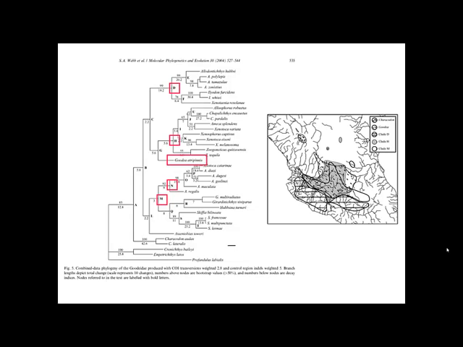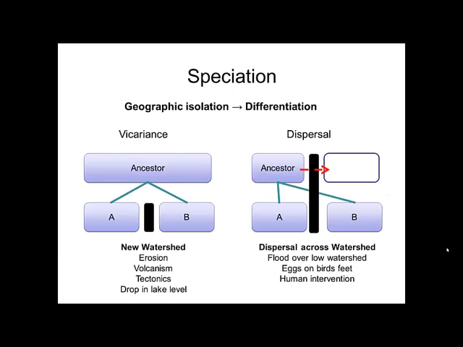So how does speciation occur, and what's its relationship to geography? Well, it's believed that the biggest driver of speciation, divergence, is geographic isolation. Here's two examples of how geographic isolation can result in speciation.